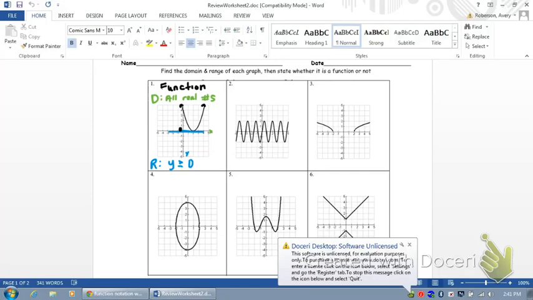Now, if we want to figure out if it's a function, we have to use the what test? The vertical line test. Yes, we do. Okay? So let's go ahead and do that real quick. So we want to go ahead and draw vertical lines.